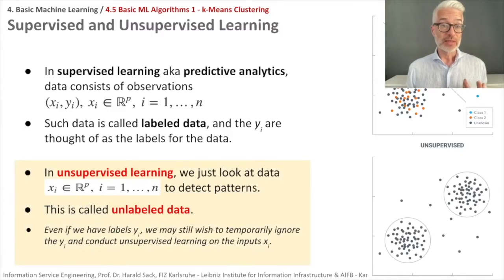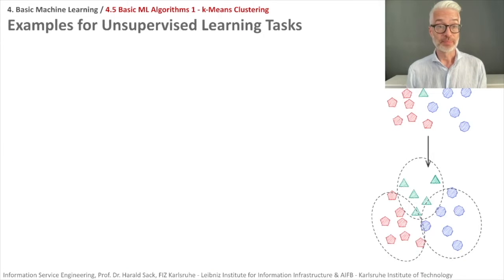Differently, in unsupervised learning, we just look at the data to detect patterns. This is so-called unlabeled data. This is often the case, so often we don't have the labels. The observations are simply missing, or the classifications by, let's say, experts and so on. However, even if we have labels, sometimes we may still wish to temporarily ignore them and conduct unsupervised learning, simply to see whether what we are doing makes sense and is supported by a clustering algorithm. So unsupervised learning nevertheless always makes some sense.